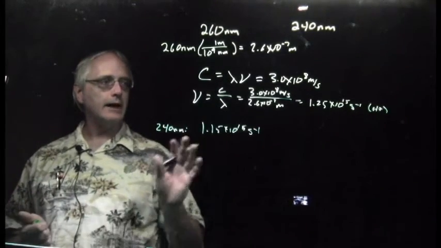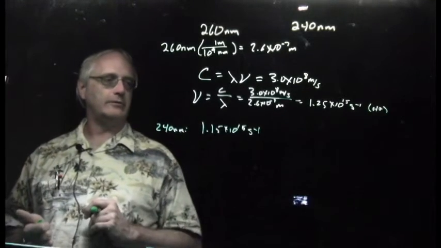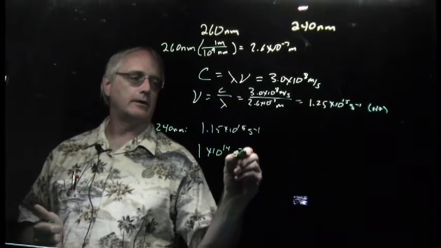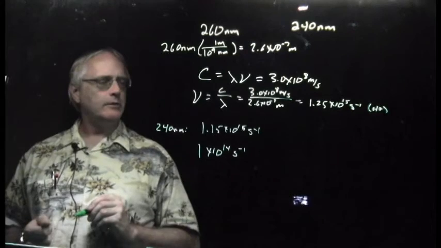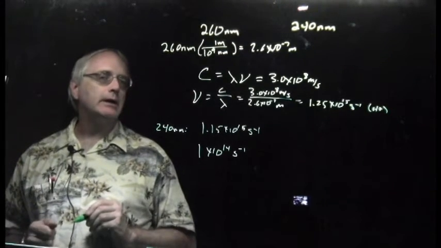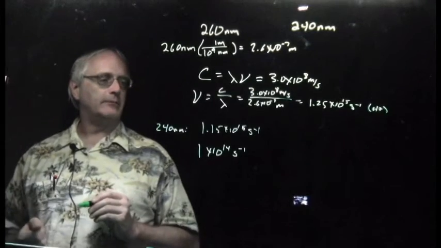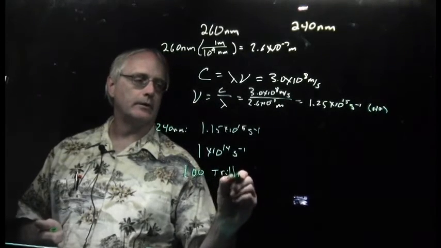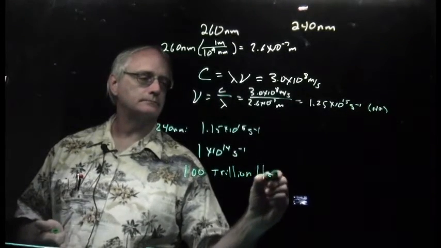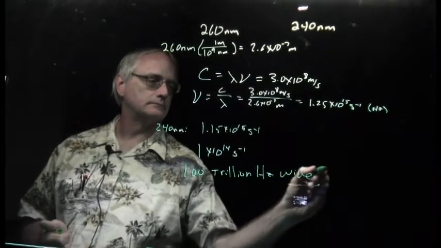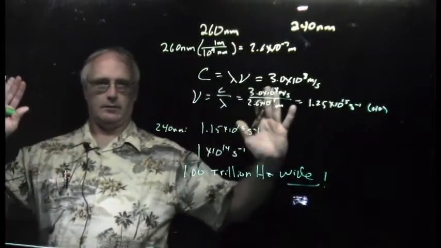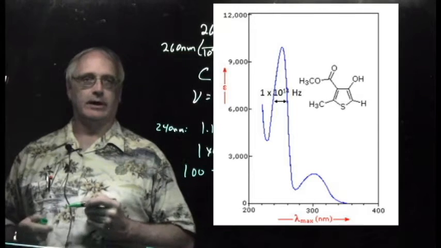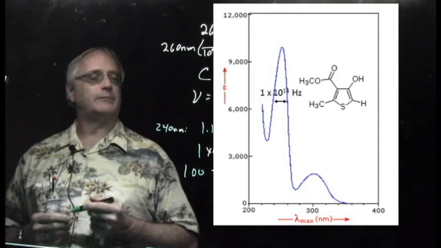It seems like the numbers are very close together, and indeed on this scale they are, but realize what that means. If you subtract the two numbers, the difference is 1 times 10 to the 14th hertz. Do you realize that means this one peak in a UV spectrum is over 100 trillion hertz wide? That is a wide peak. That is a characteristic of ultraviolet-visible light spectroscopy.